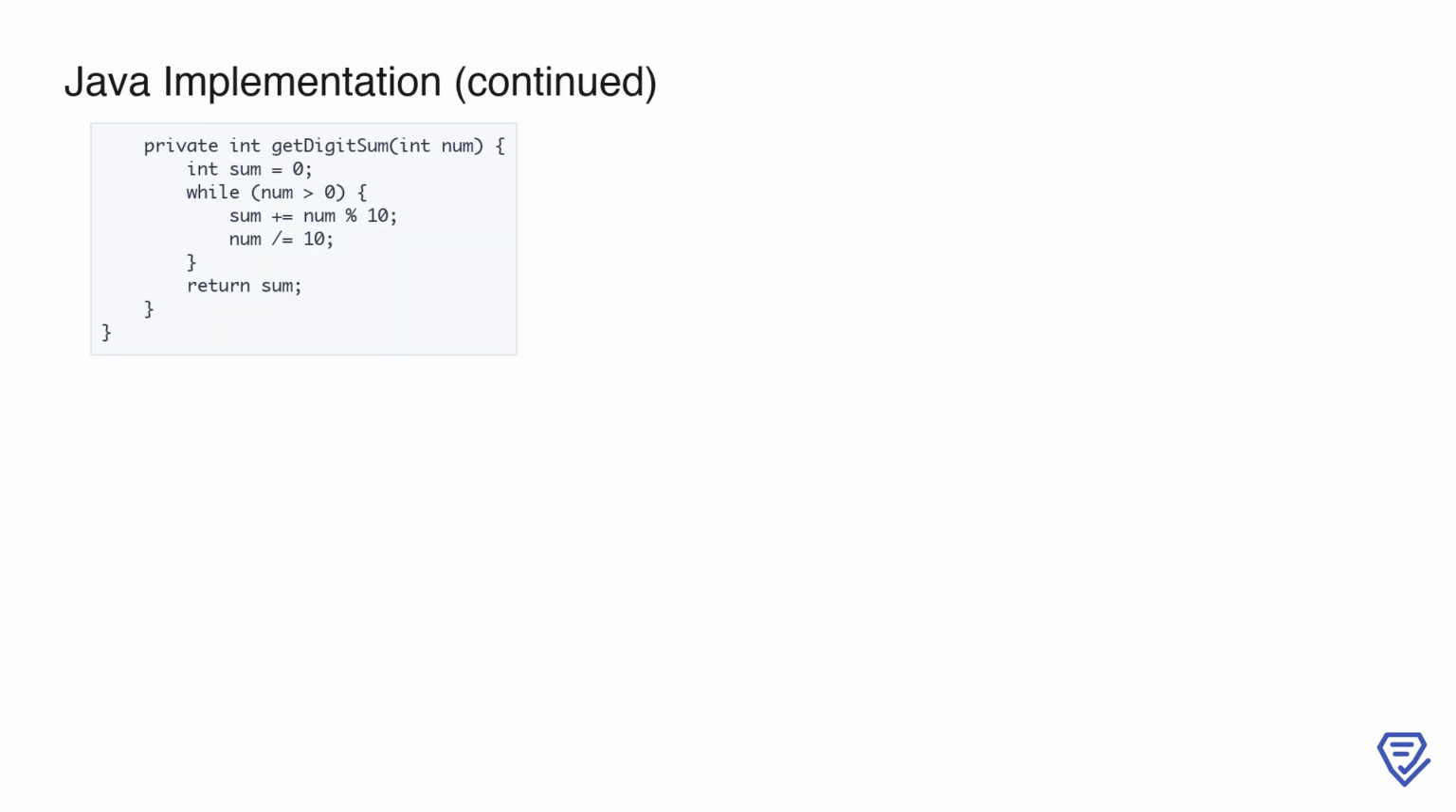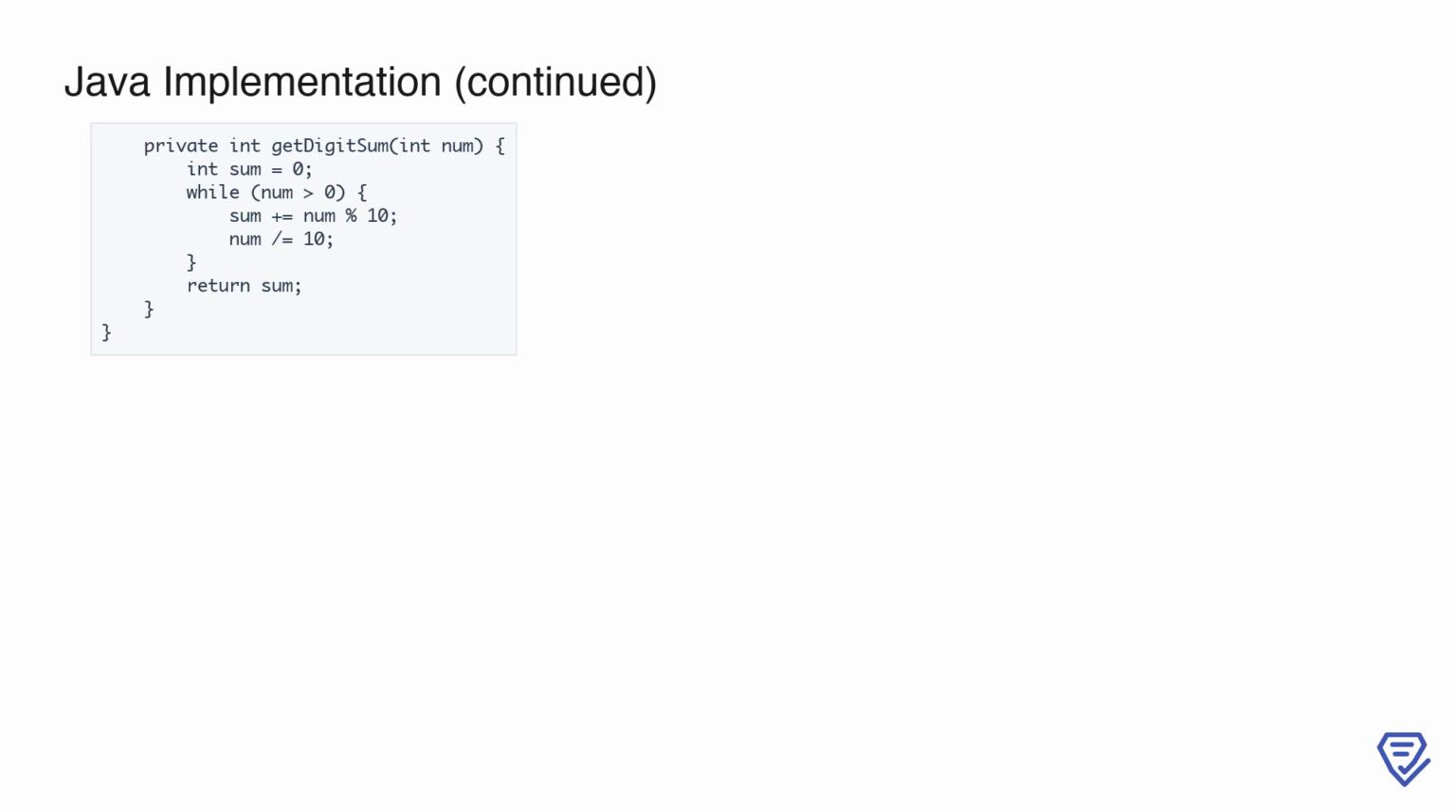The helper method getDigitSum is a private method that computes the sum of the digits of a given number. It initializes a sum variable to 0 and performs a while loop as long as the number is greater than 0. Inside the loop, we repeatedly extract the last digit of the number using the modulus operator, add it to the sum, and then remove the last digit by dividing the number by 10. This process continues until there are no more digits left. Once the loop completes, the method returns the total sum of the digits.